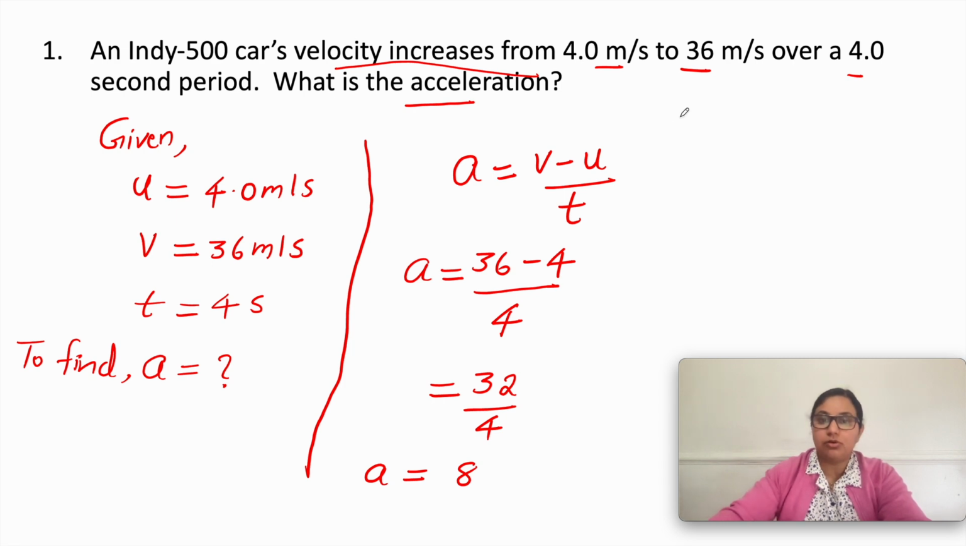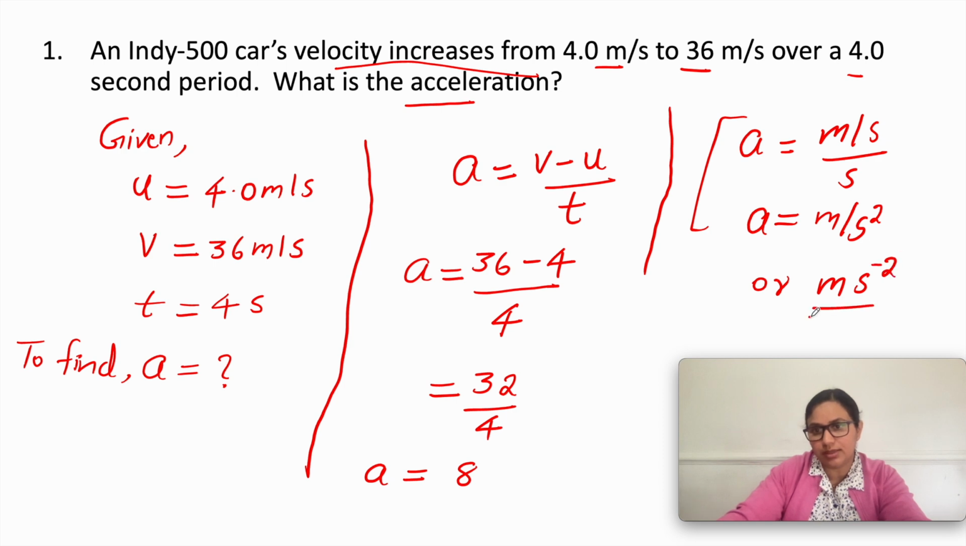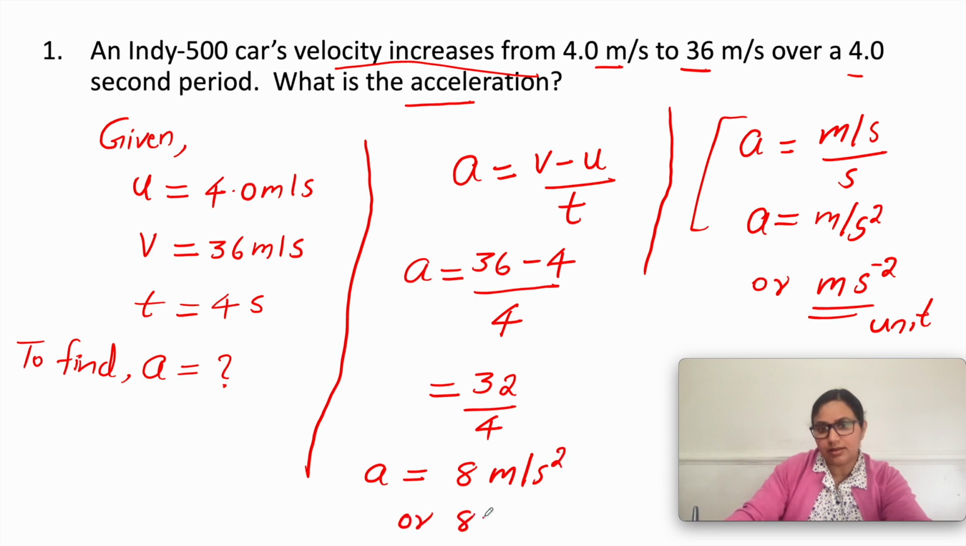Now we need to know that all units must be in SI units. How do we get the acceleration unit? a is velocity divided by time taken. So what's the velocity unit? It is meter per second, divided by the time unit, which is second. Acceleration is equal to meter per second square, or you can write it as meter second inverse of 2. That is the unit. So here acceleration is 8 meter per second square, or you can write it as 8 meter second minus 2.